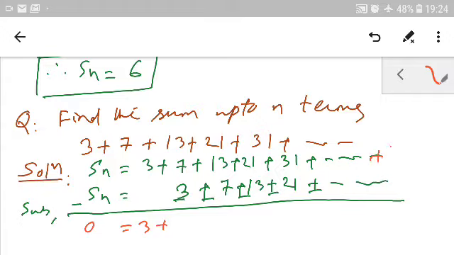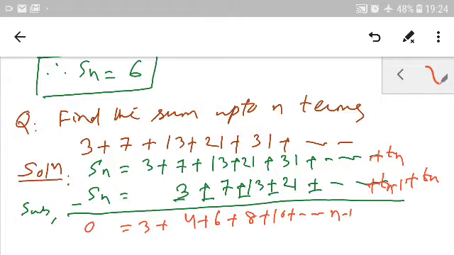Suppose the last term is Tn, but unfortunately the Tn term will be here. So one step it will be shifted and it will be Tn minus 1. Clear? So 3 plus the next term is 4, now it is 6, then it is 8, then 10. You can easily see this is up to n minus 1 terms, then plus this one will be Tn, right?